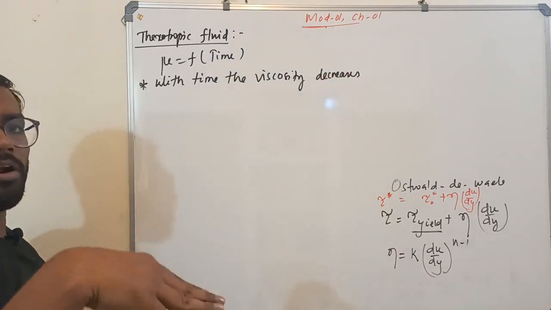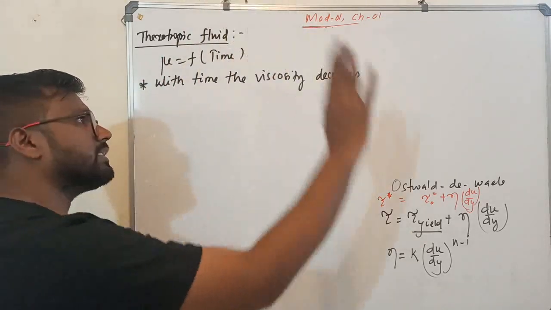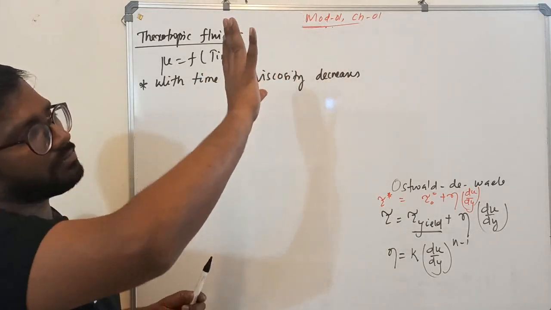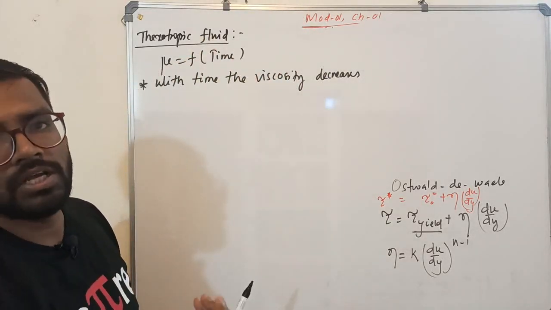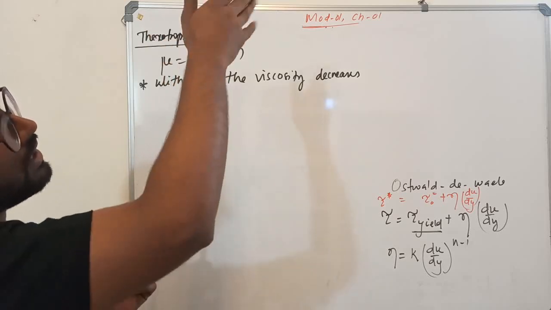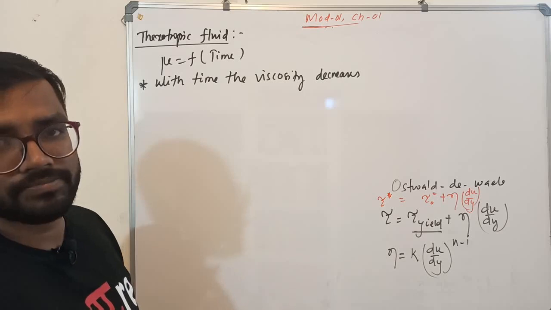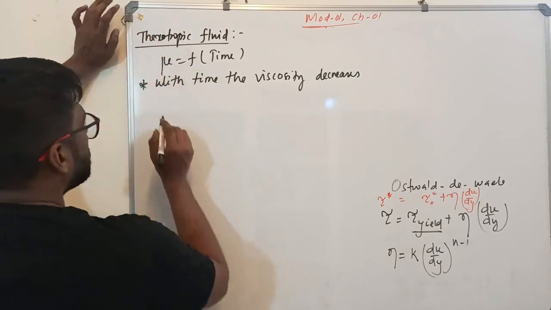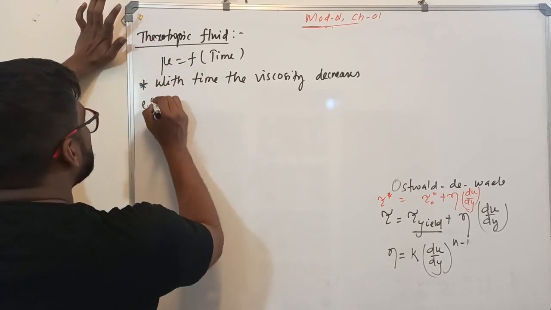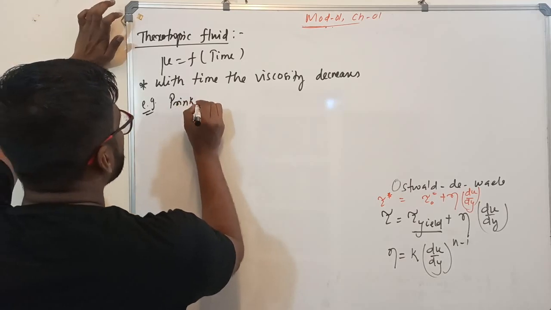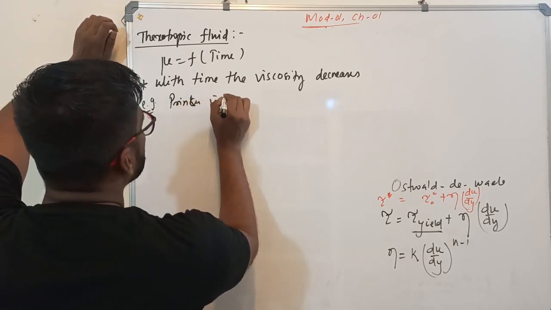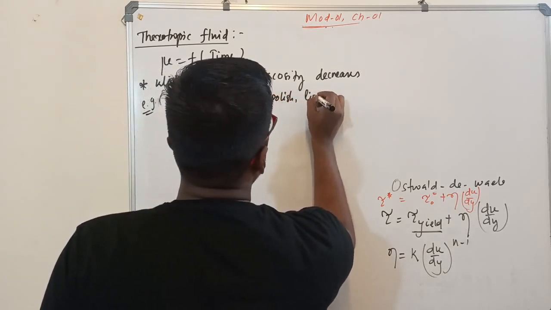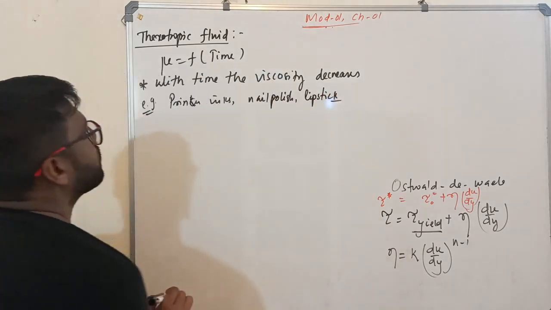The viscosity decreases. You take a paint brush, you start painting. This is actually shear thinning. You are applying the forces and leave it. What happens? It becomes a thin, shear thinning fluid. Leave it, it will become hard, and after some time the viscosity is decreasing only. So with time, the viscosity decreases. For example, your printer inks, your nail polish, your lipstick, these all are examples of thixotropic fluid.